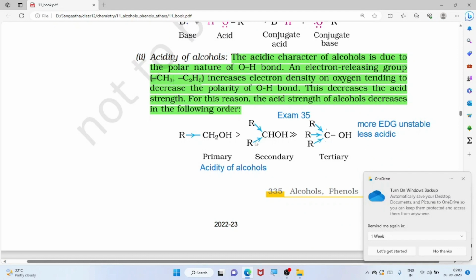When you have more R groups, there is more electron donation. It increases the instability. Instability will be more when you have more R groups. So the acidity decreases. So the acidity of the primary alcohol is more than the secondary alcohol, and the secondary alcohol more than the tertiary alcohol.